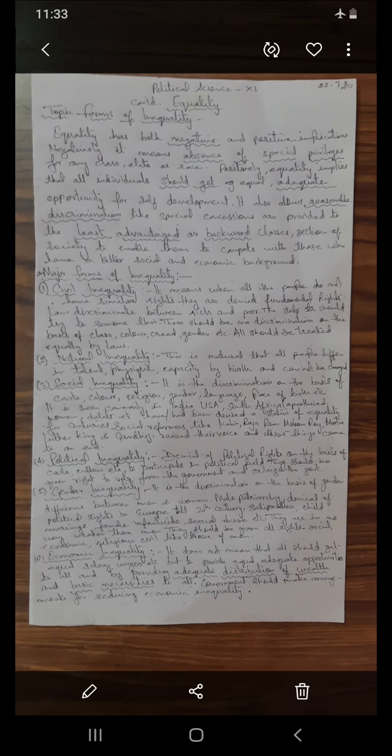So this is about forms of inequality, which are types of inequality that are observed or practiced or were practiced. Now they are being removed.